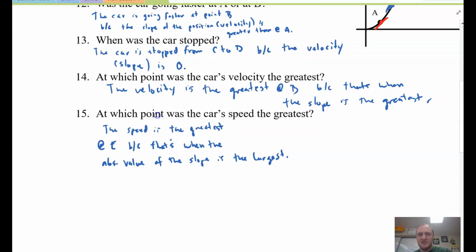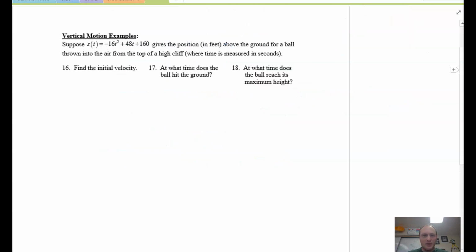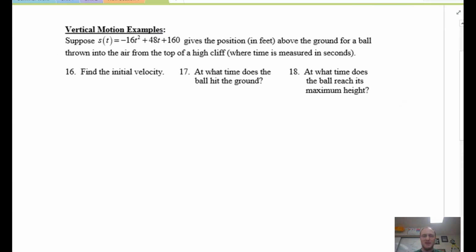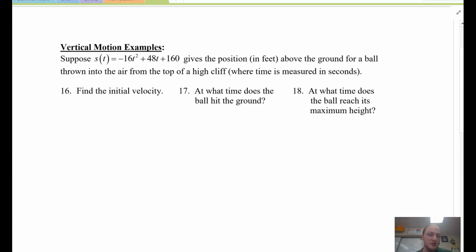Okay, so easy enough. All right, now onto the back side. Here we have vertical motion examples, and this is a great classic problem. It says, suppose S of t, which is position, gives the position in feet above the ground for a ball thrown into the air from the top of a cliff, where time is measured in seconds.